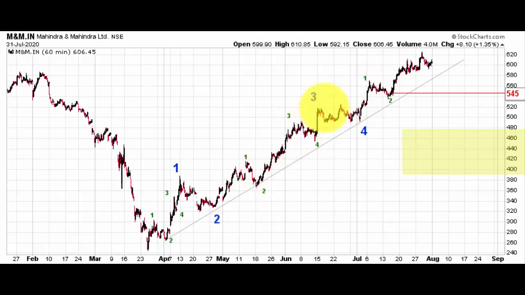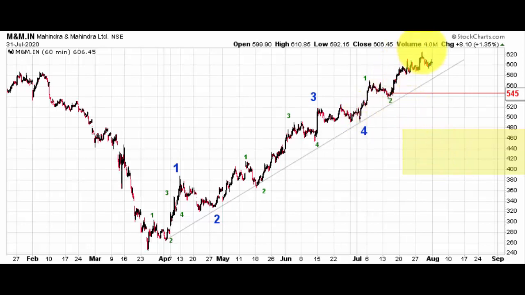It looks like a five-wave move that is nearing completion, and at some point you probably are going to see a larger counter trend pullback to correct this strong up move. I know nothing has really corrected since March across the market, including M&M. But a move below 545 at any point in time would indicate that that larger counter trend pullback has begun. If a move below 545 takes place, what we would be looking for is a counter trend pullback that works its way down into this yellow Fibonacci support area.